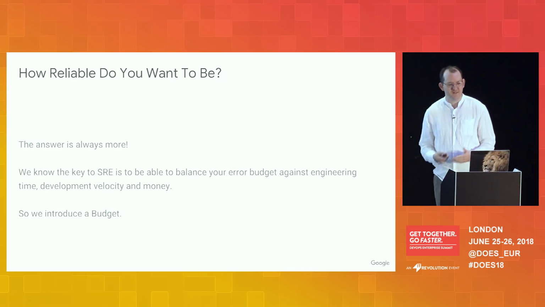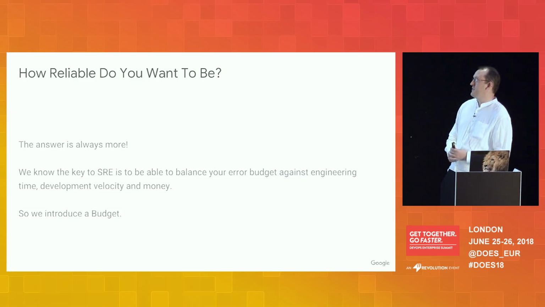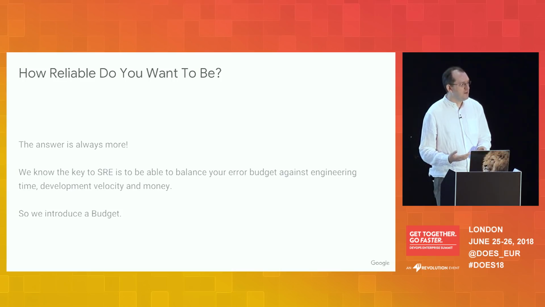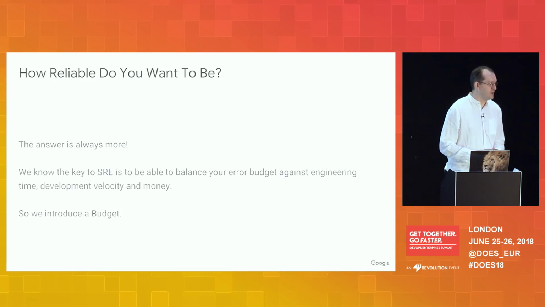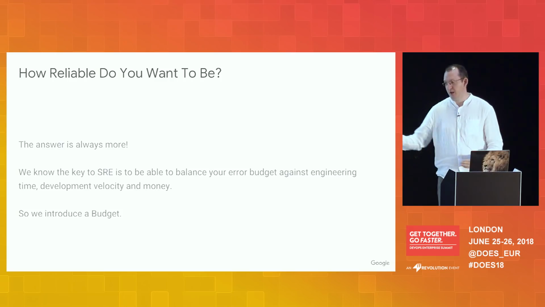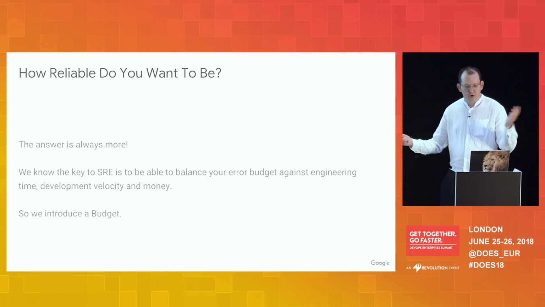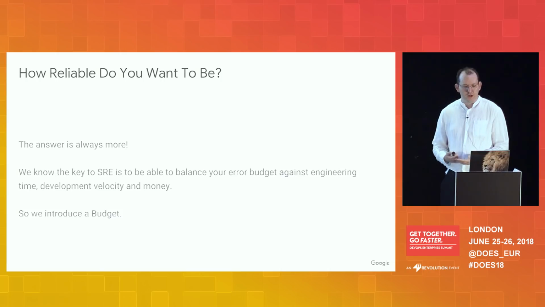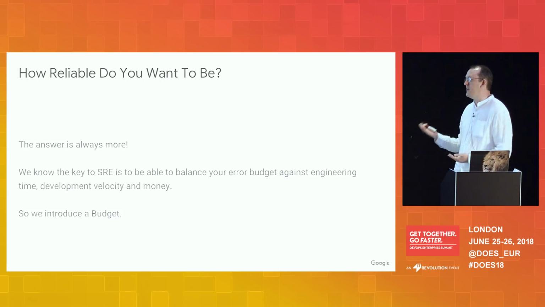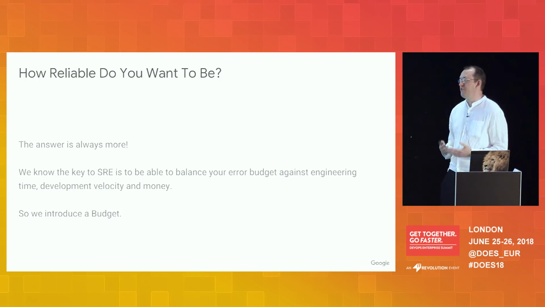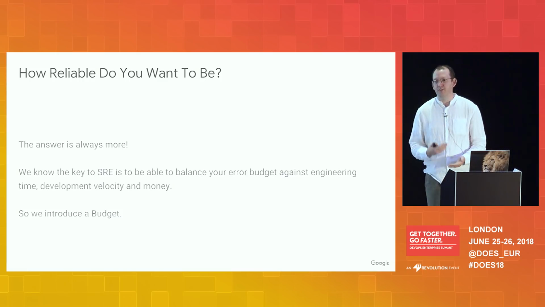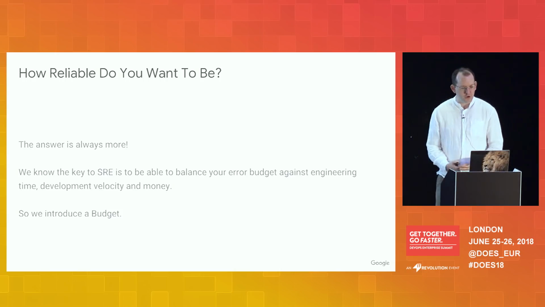And so first, this is the question you ask somebody: how reliable do you want to be? The answer is always more, the most reliable, 100%. But we know that the only truly reliable system is one that does nothing at all and can never change. So you need to have some budget for failure. You have to know what an acceptable level of failure is, and you have to balance that against the needs of your business. It needs to do releases, have development velocity, and reduce costs.